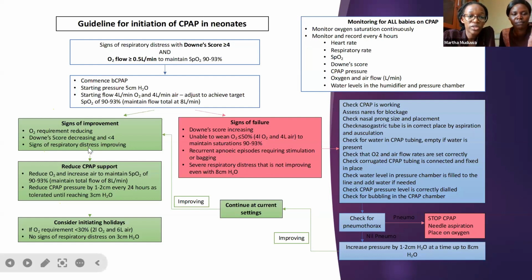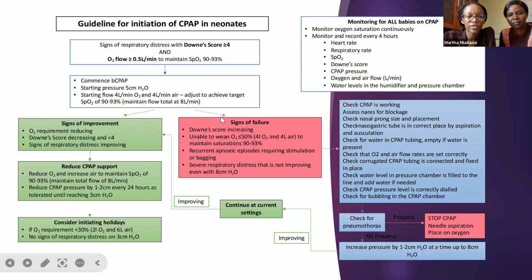So then you monitor your baby. Monitoring is very important in CPAP. You monitor your baby and check for signs of improvement. If the Downes score is going down, there is a reduction of oxygen requirement, and there's visibly reduced signs of distress, like we saw in the baby who was initiated on CPAP, you would reduce the CPAP requirement. So if they were at 5, you can go down to 4 and monitor them and continue like that.